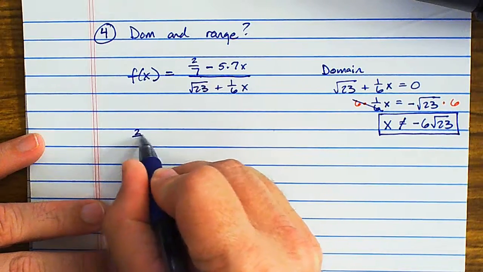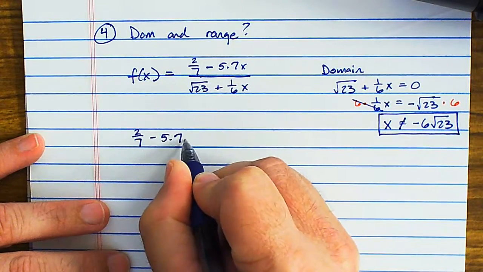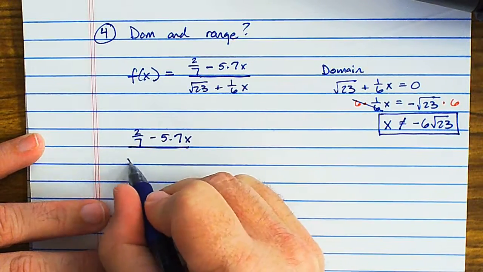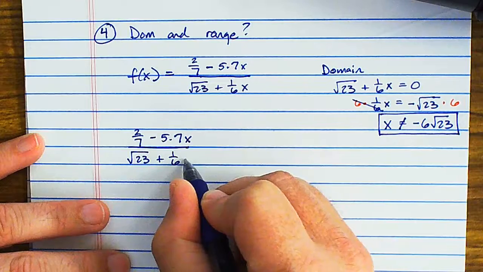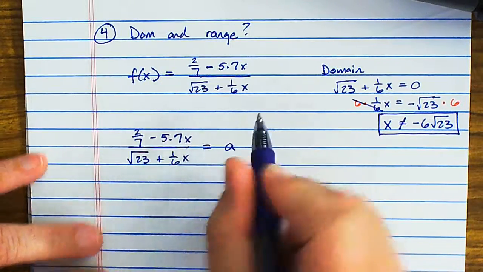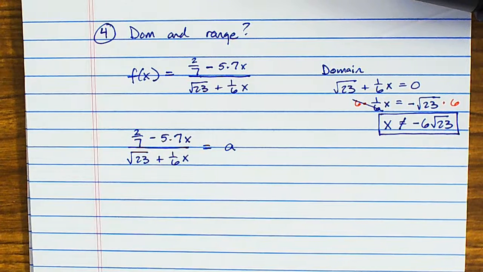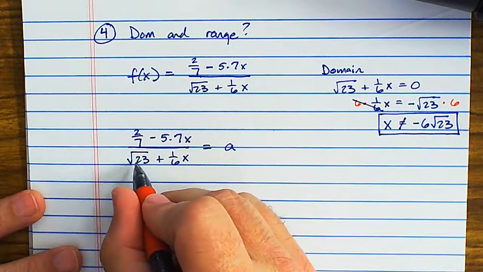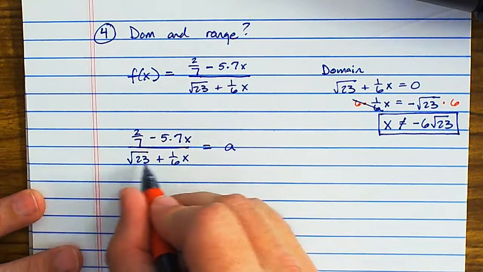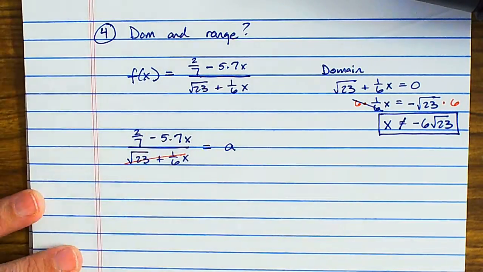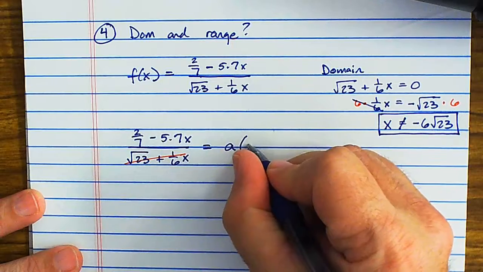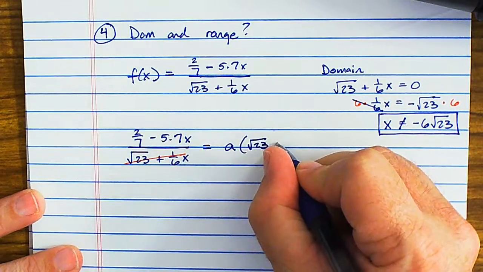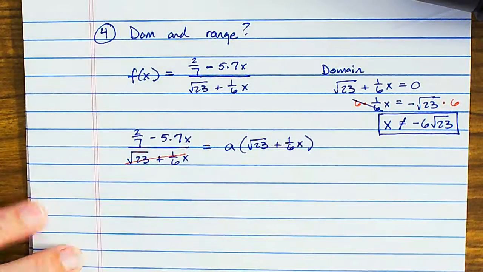Now, to find the range, if you remember, from question number 1, I believe it was, we're going to set this equal to a. A is not special, it could be any variable. And then we're going to isolate the x. So first thing I want to do is multiply both sides by this bottom. If I multiply by radical 23 plus 1 over 6x, that cancels, and it basically brings it right over here. So I'd have a times radical 23 plus 1 over 6x.